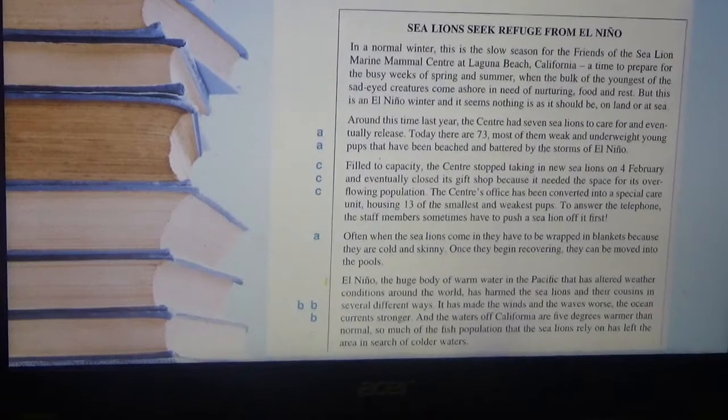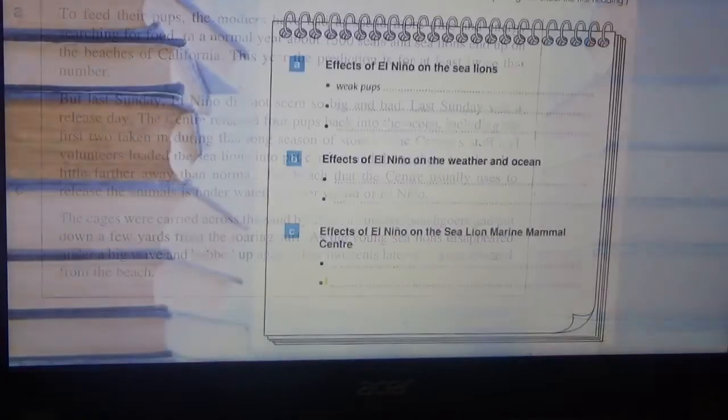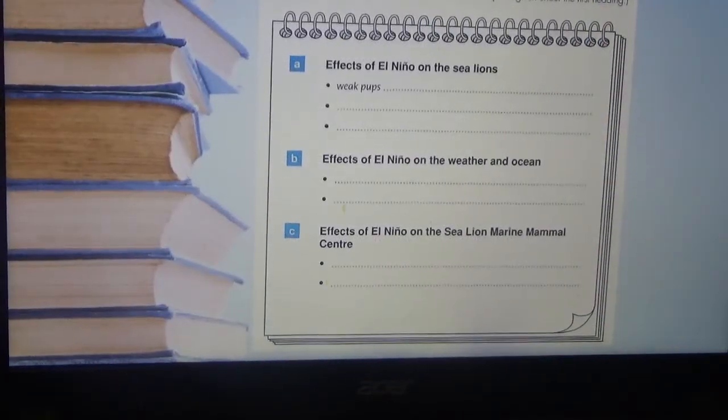You are preparing to give a short talk to your class about the effects of El Nino. On the notepad below, make 2 short notes under each heading as a plan for your presentation.